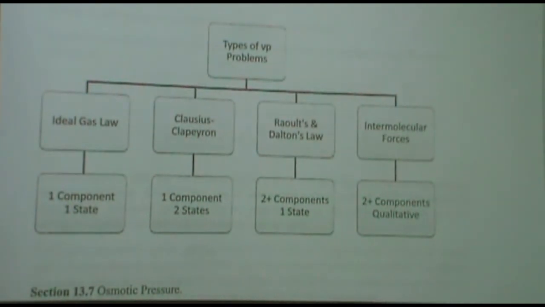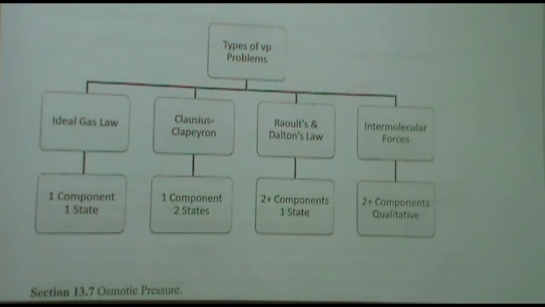There are 4 types of vapor pressure problems. Let me go over all 4. This is on page 48 of my reader. So, type 1: you're given one component, by which I mean one compound, and one state, like one temperature, one pressure. That you can use the ideal gas law. Once you get 2 states, so one compound, one component, and 2 states, that's a Clausius-Clapeyron.